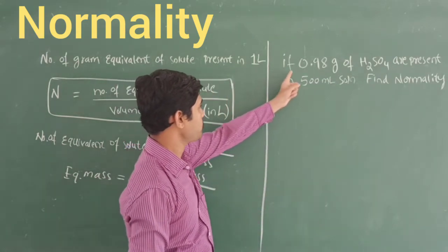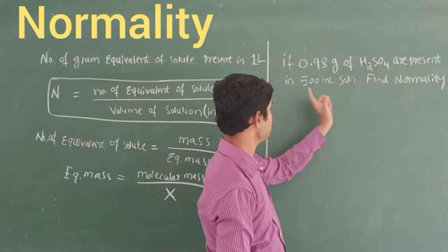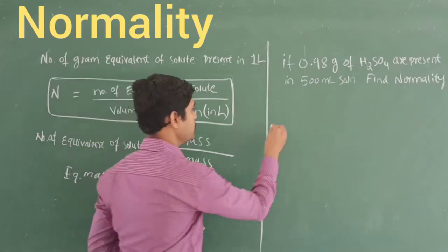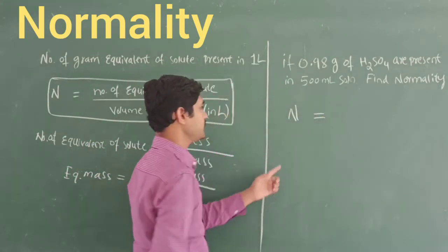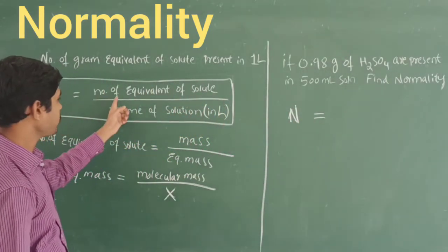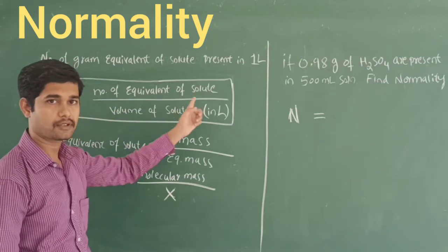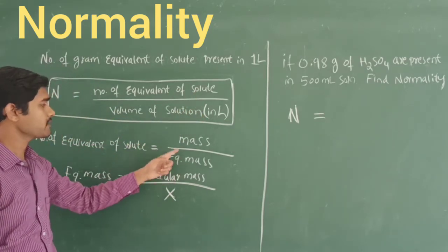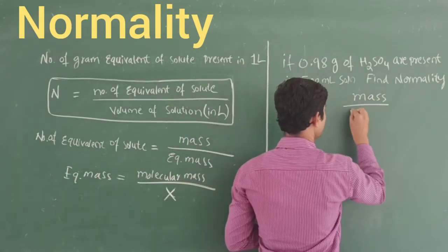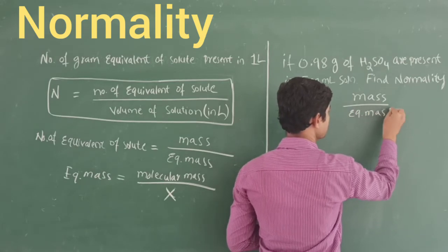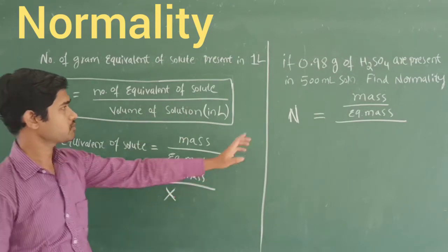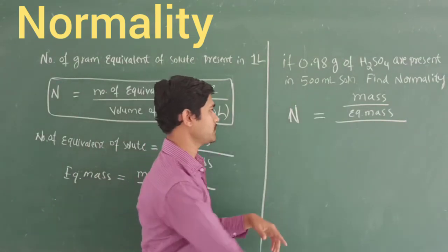The question is: if 0.98 gram of H2SO4 is present in 500 ml of solution, find its normality. First we should write the normality formula: normality, denoted by capital N, is equal to the number of equivalents of solute. The number of equivalents of solute is nothing but mass divided by equivalent mass, divided by the volume of the solution in liters. The volume is given as 500 ml.